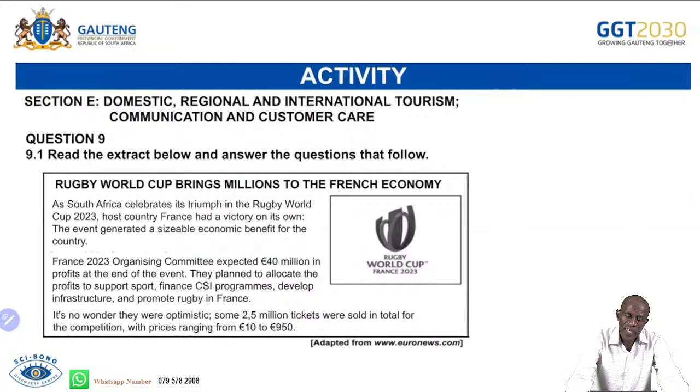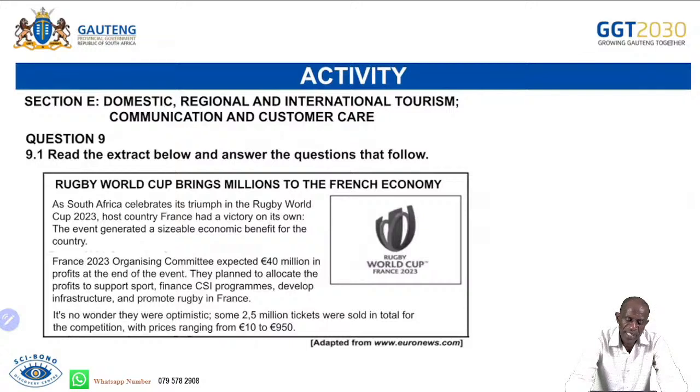Let's move on and look at another extract from our National Senior Certificate question paper. As always, you'll be assessed on this topic in Section E, and it's question 9. So 9.1, it says, read the extract below and answer the questions that follow. Rugby World Cup brings millions to the French economy. As South Africa celebrates its triumph in the Rugby World Cup 2023, host country France had a victory of its own. The event generated a sizable economic benefit for the country.